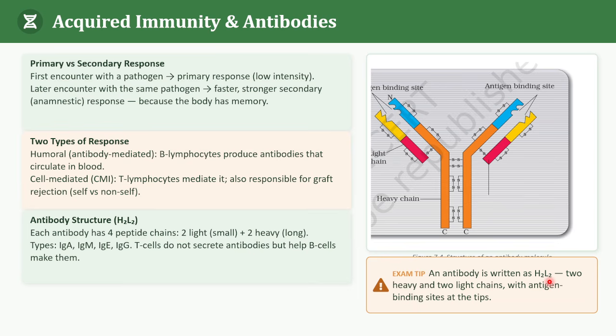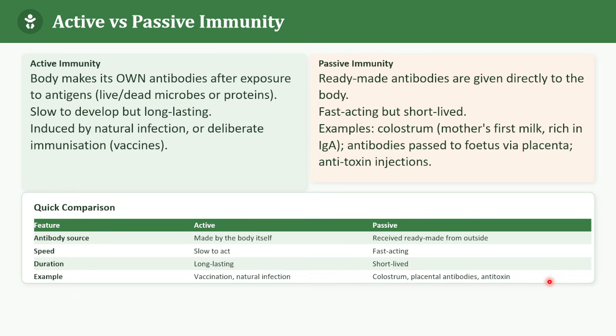Always remember, B cells produce the antibodies, and they are humoral. The T cells are cell mediated immunity, and they also make the B lymphocytes produce the antibodies. Next we are going to see active versus passive immunity.